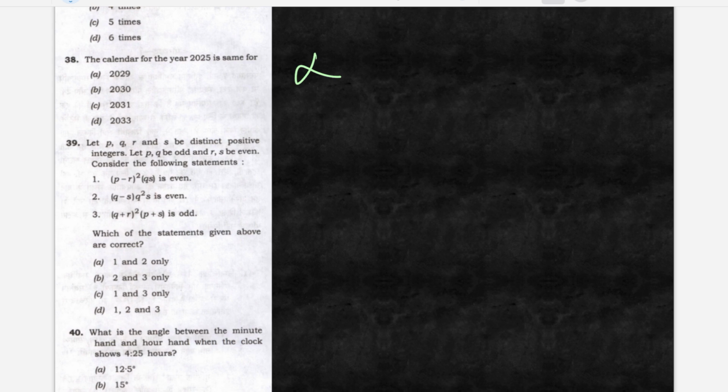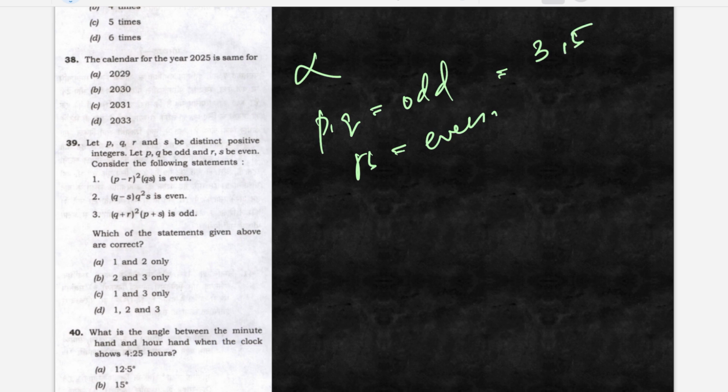Let's look at the question. Let P, Q, R and S be distinct positive numbers. P and Q are odd, R and S are even. Whenever questions are given like this, immediately give a number to that. So P and Q are odd numbers, let's say 3 and 5. P is 3, Q is 5. R and S are even numbers. Let's say R is 2, S is 4. So we have imagined. Now let's apply these numbers into all the 3 statements.